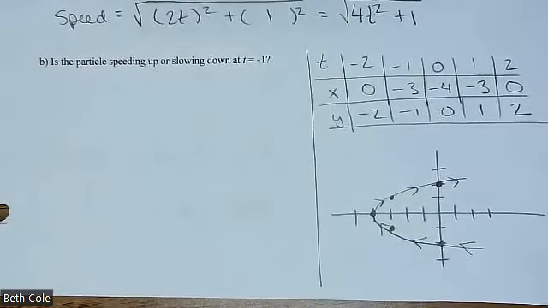So let me review how we did speeding up and slowing down back with just regular old f of x functions, you know, back in the day. How did you do whether it was speeding up or slowing down? This is a tricky one. This one does tend to get people, so that's why I want to review it.